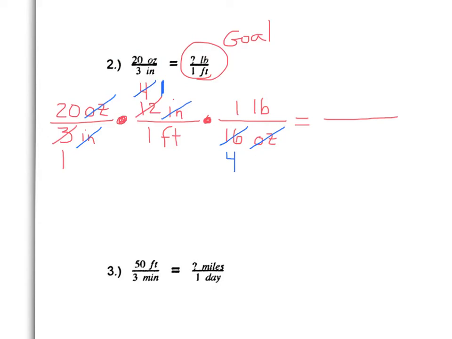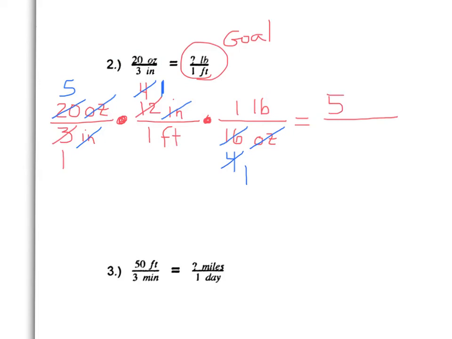Can I cancel anything else? Well, I have a 20 on the top and a 4 in the denominator. Oh, 4 will go into 20. So I can keep canceling. 4 goes into itself 1 time. 4 goes into 20 5 times. I think I'm finally done. 5 times 1 times 1 is 5.